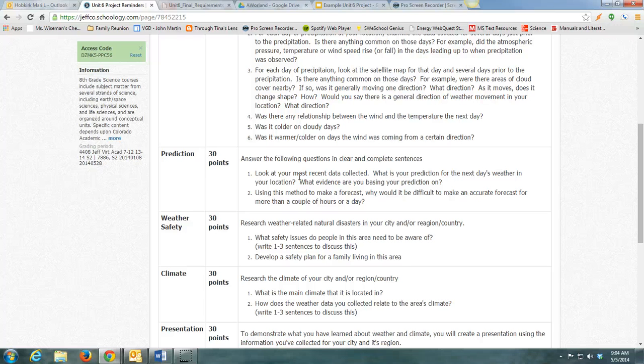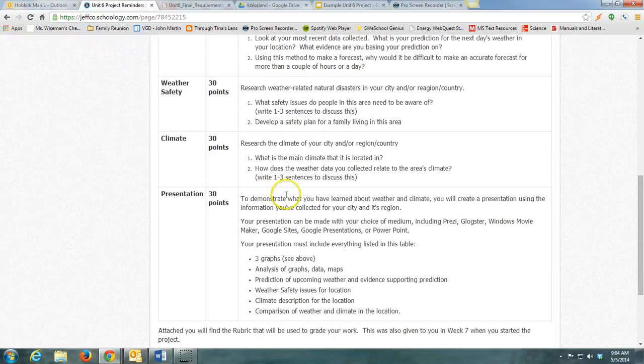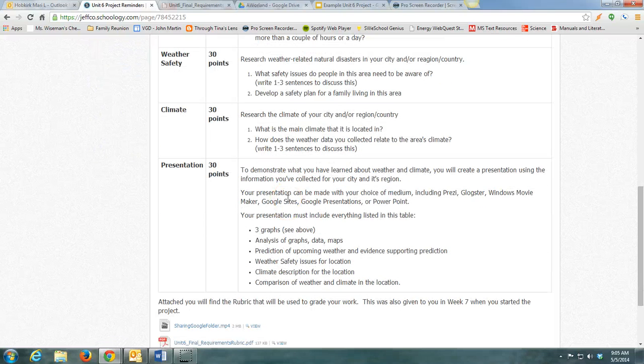Climate. Don't tell me the climate is 70s and sunny. That's not climate, that's weather. So here, you're going to demonstrate that you know the difference between climate and weather. And the second question, how does the weather data you collected relate to the area's climate? So you have to write 1 to 3 sentences to discuss that. And then there's 30 points that's your overall presentation.